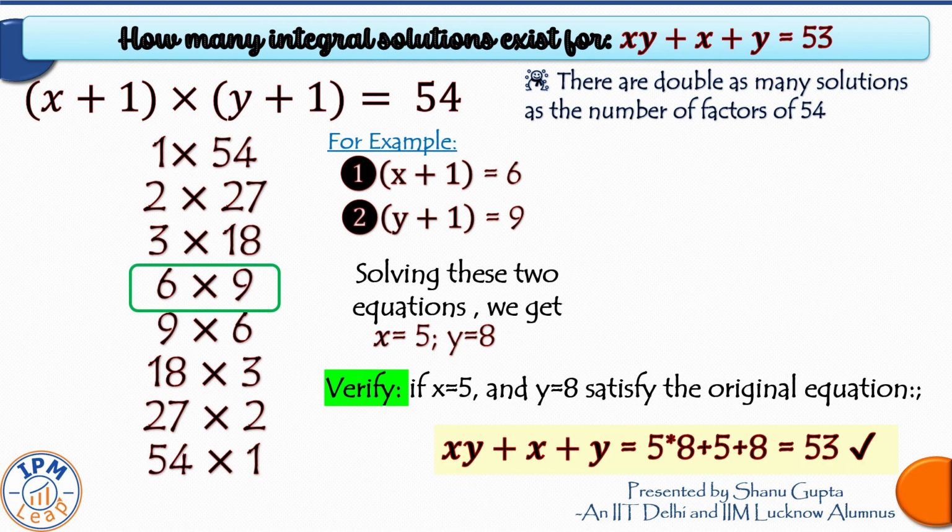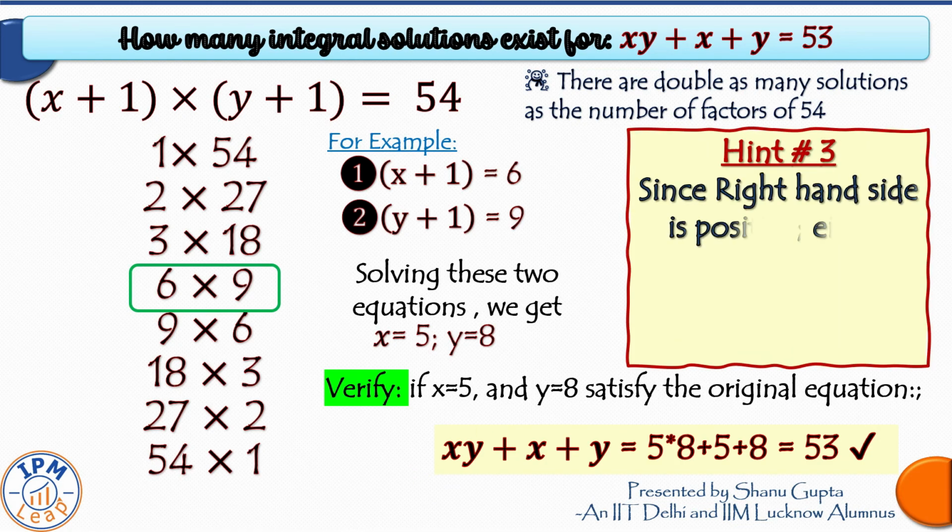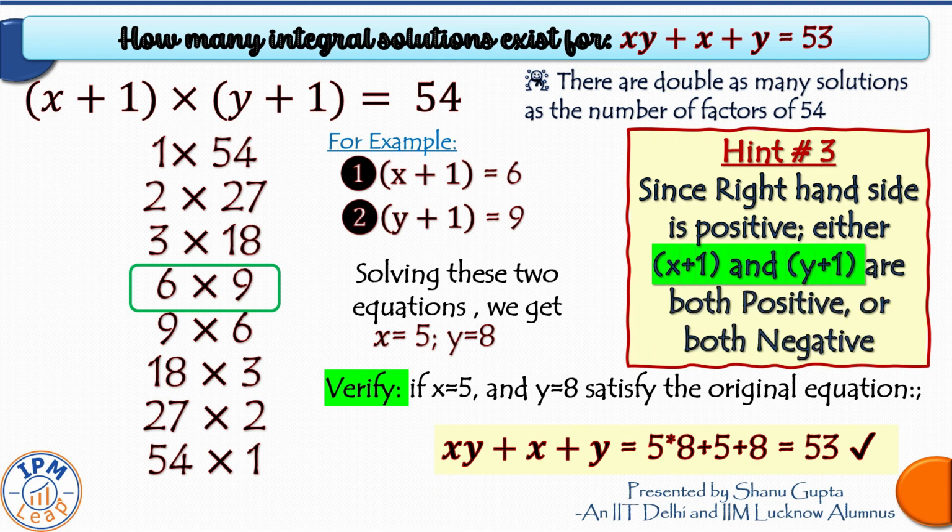But as I said, this equation has double as many solutions as the number of factors. It has 16 solutions. Do you want to know where are the remaining 8? Okay, so I will give you a hint here. The product of two numbers, look at the right hand side. It is positive. 54 is a positive number. It is positive in two cases. Either x plus 1 and y plus 1 are both positive or both are negative.